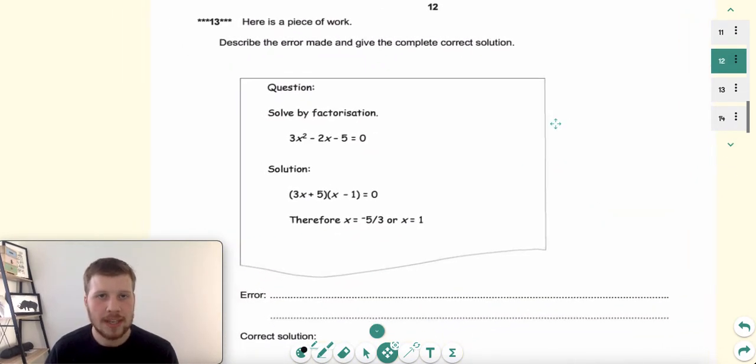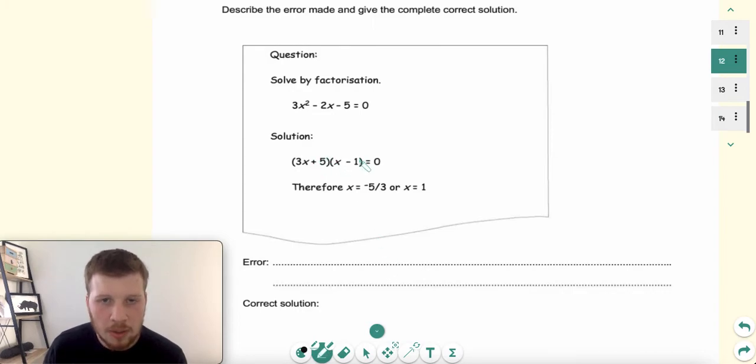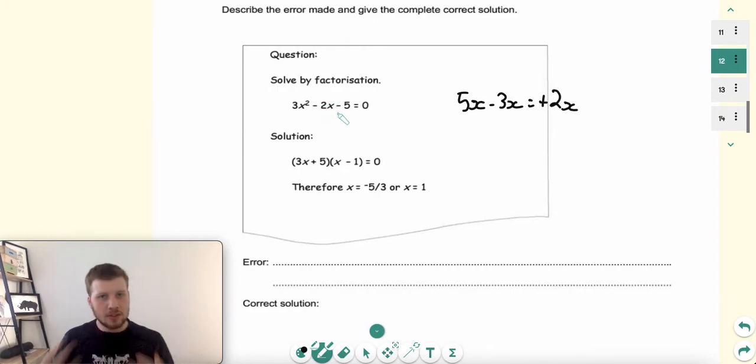Question 12. Here is a piece of work. Describe the error made and give the complete correct solution. So solve by factorisation. Well, looking at this then, positive 5 and negative 1, I'm just going to check this by expanding out. Positive 5 times x is 5x. 3x times negative 1 is negative 3x. 5x take away 3x is equal to positive 2x. And yet what I need to solve is negative 2x.